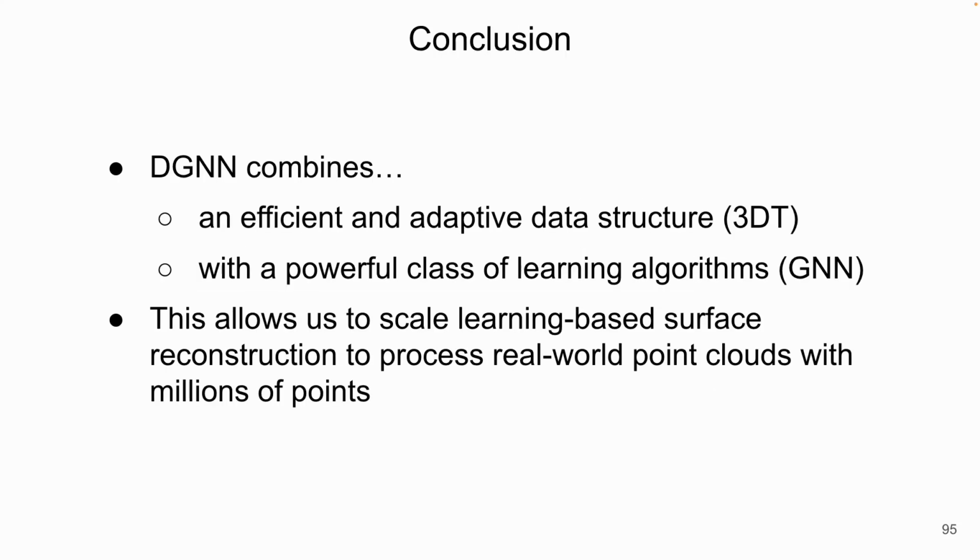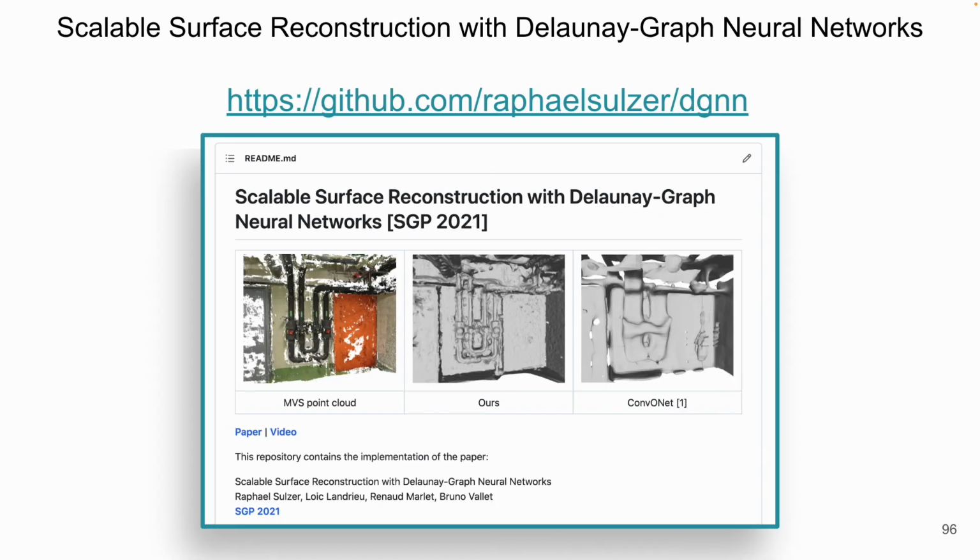So to conclude this, DGNN combines an efficient and adaptive data structure, which is the 3D Delaunay triangulation, with a powerful class of learning algorithms, which are graph neural networks. And this in turn allows us to scale learning-based surface reconstruction to process real-world point clouds with millions of points. Again, our code and data is available on the GitHub repository DGNN.